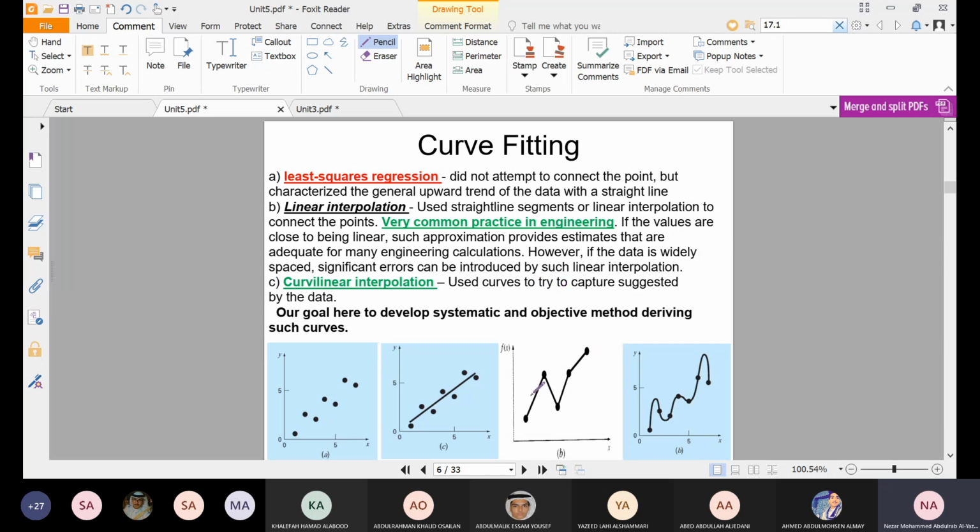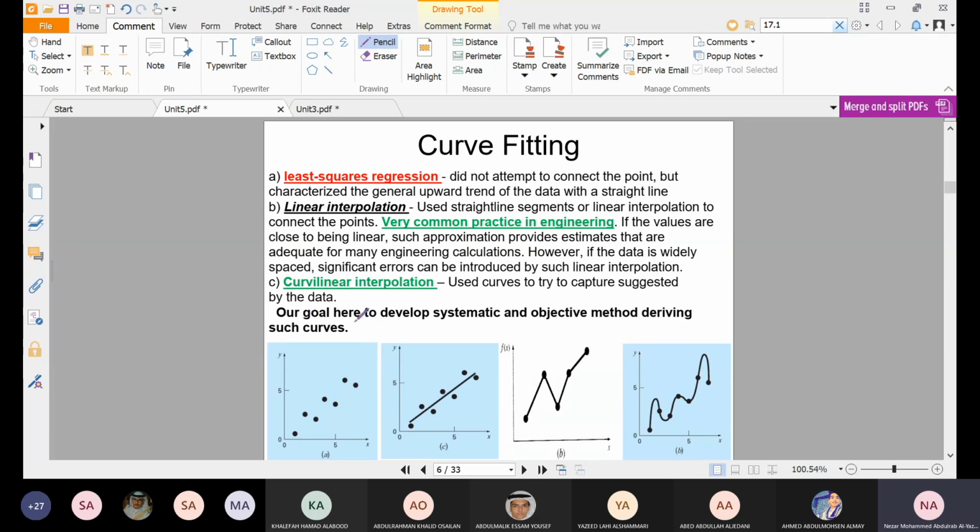But sometimes the data has paired or randomly located points. In this case, it's not easy to use a linear type, and linear approximation will cause different errors. So as a result, we might use curvilinear interpolation or a polynomial type. Use a curve to try to capture the suggested data instead of linear interpolation.